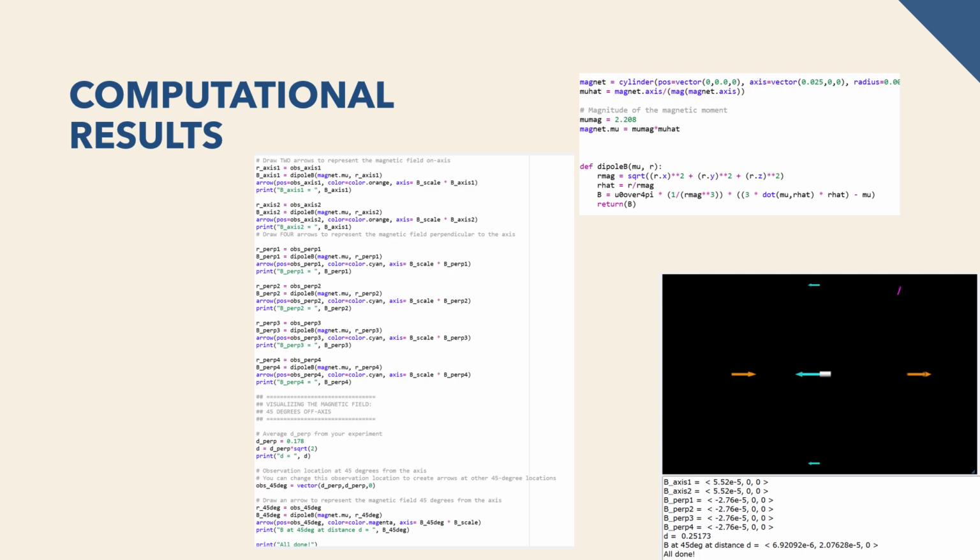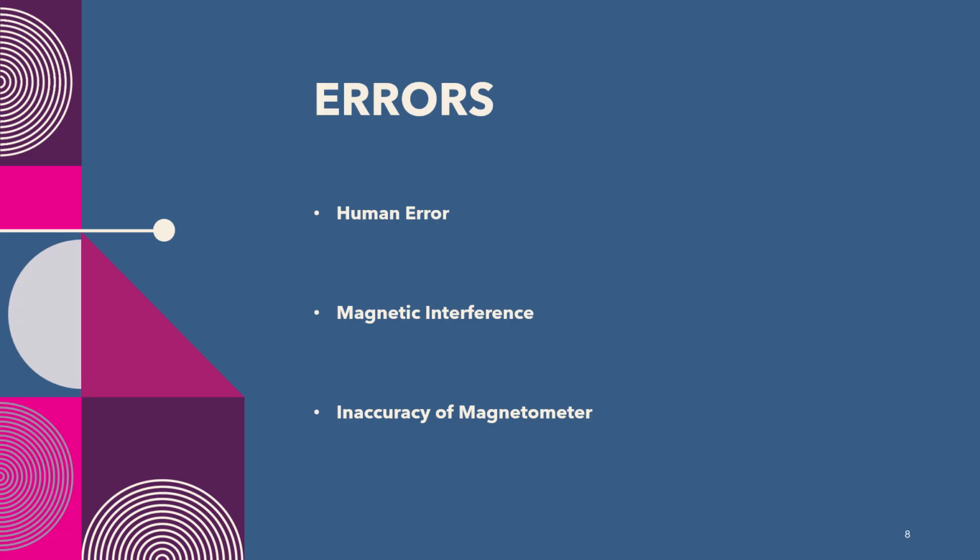It then uses the distance perpendicular from the experiment and the same function to determine the computational results for the magnetic field at the distance at a 45-degree angle, which is found to be 6.92 × 10^-6 in the x direction and 2.08 × 10^-5 in the y direction and 0 in the z direction. Our experiment has plenty of error.